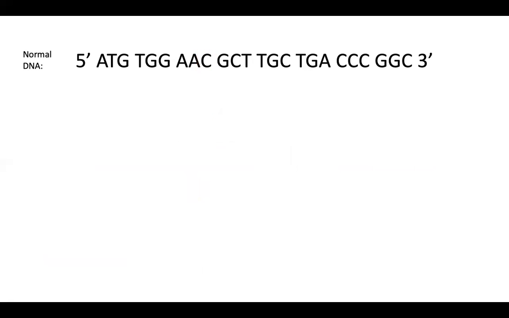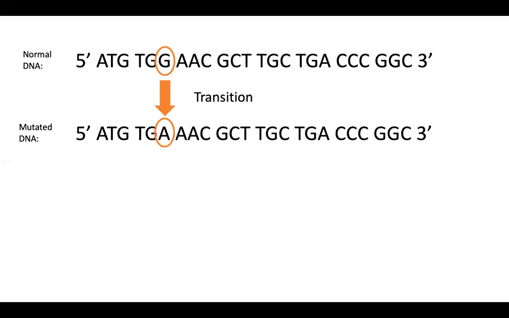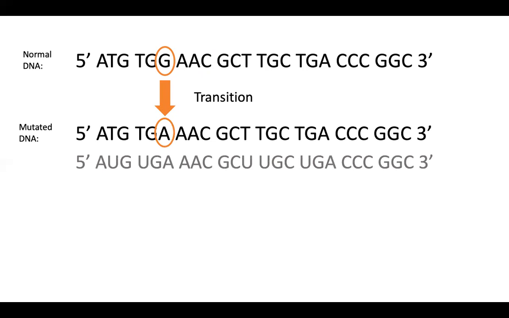Now let's model a transition point mutation at the third base of the second codon, changing the guanine to an adenosine. Here's the mRNA with uracil in place of thymine. AUG is the same, still the start codon. UGA is a stop codon, so here the translation stops. When the mutation results in an early stop codon like it has here, we call it nonsense.